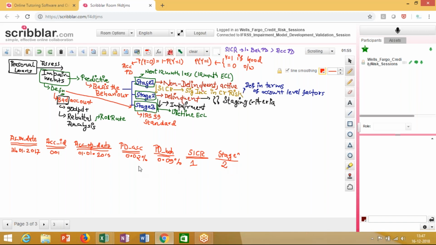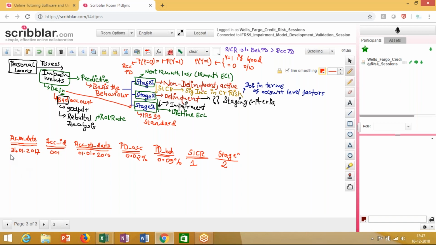Right. Now one thing is you can also look into the relative deterioration in the PD. Over here what you have is the absolute deterioration, right? 0.09% minus 0.02% is 0.07%. 0.07 divided by 0.02 into 100 can also be your relative deterioration. So by putting a cutoff on the deterioration, you can also find out whether it has significantly increased or not. So this is one way of doing it.